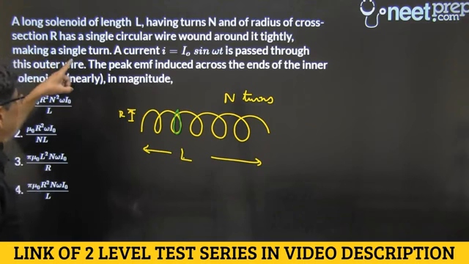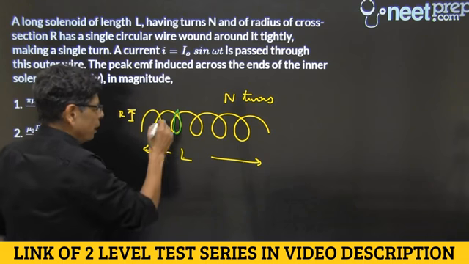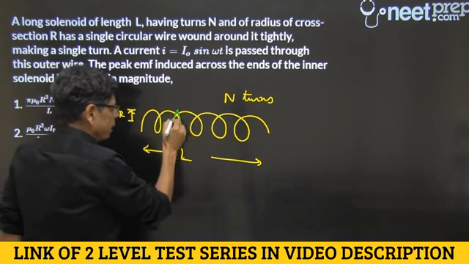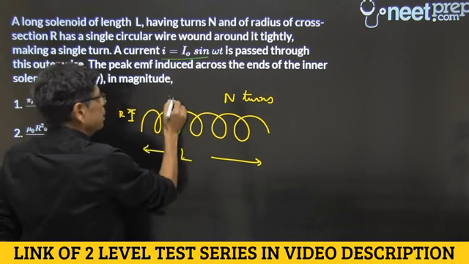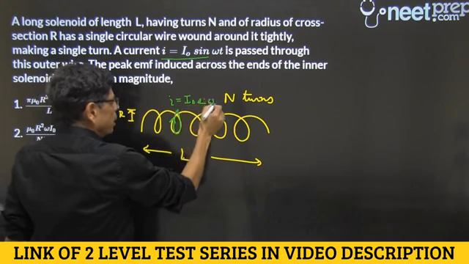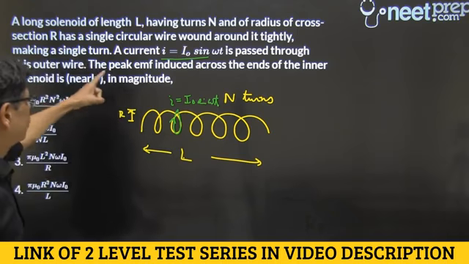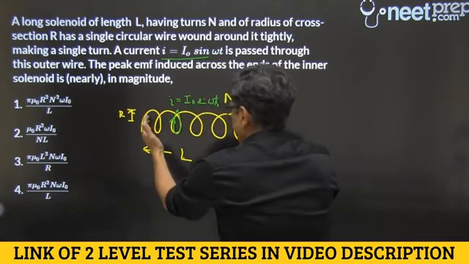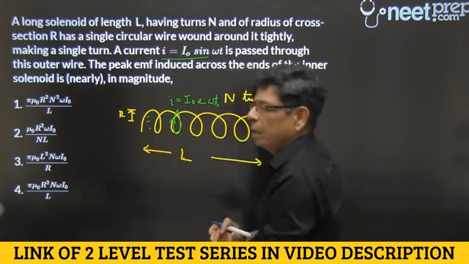And a current I is passed through this outer wire. So इस wire से current pass किया गया कितना? That current is given here. I is equal to I naught sine omega t. All right. So what do they want? They want the peak EMF induced across the ends of the solenoid. So solenoid में इसमें करंट चलने से इसमें कितना EMF होगा?